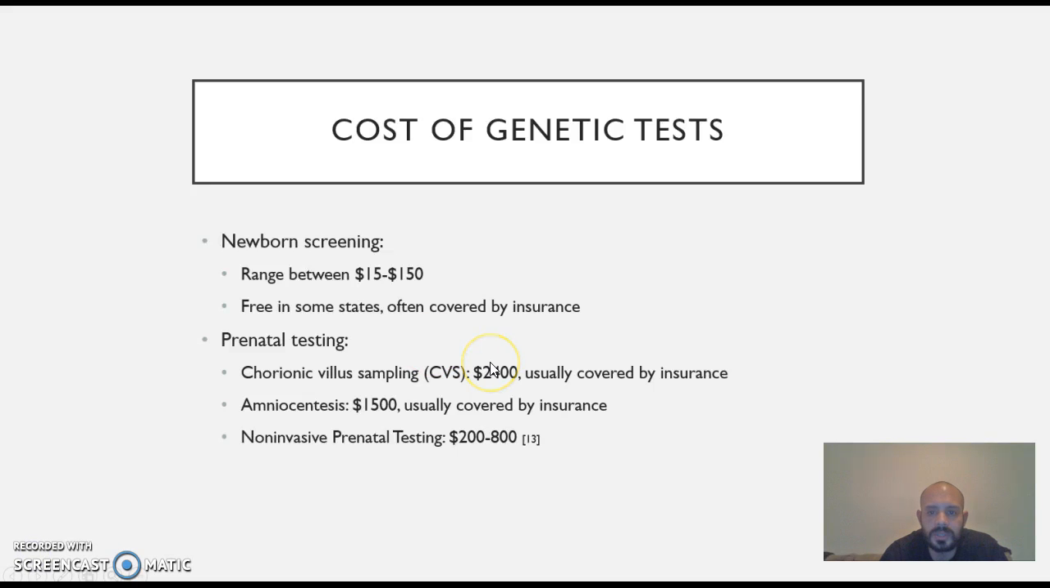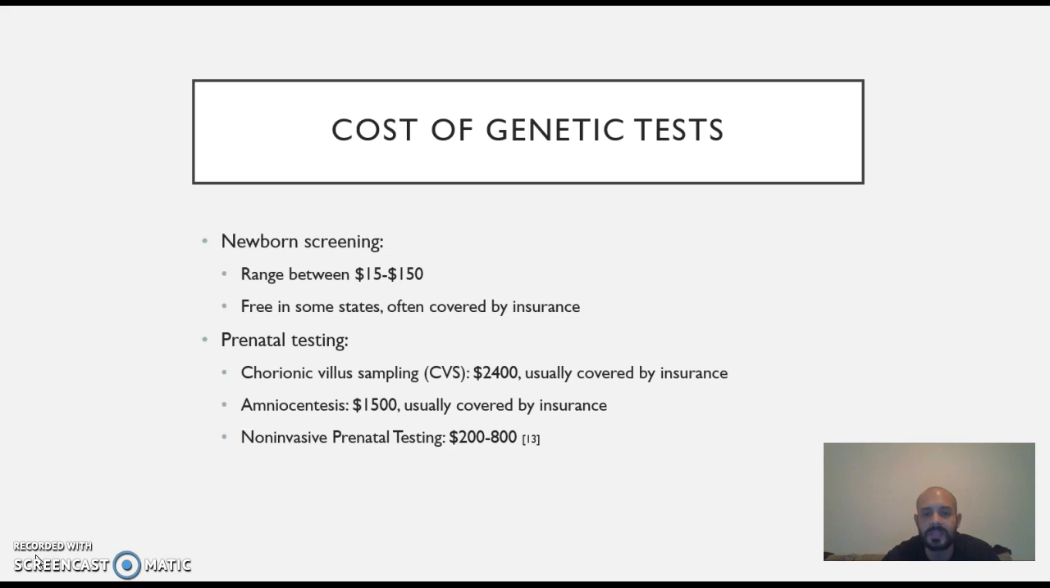So here we cover the cost of a genetic test, and you see for the newborn screening, it can range anywhere from $15 to $150. It's mandatory, and as stated before, Medicaid or your insurance will cover it. If not, you can still get it done at the hospital, even if you aren't able to pay for it. However, the prenatal testing can be expensive. CVS is approximately $2,400. Amniocentesis is $1,500, and these are usually covered by insurance, but they're not always.